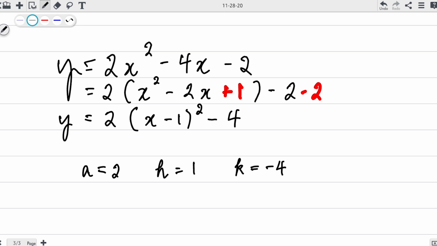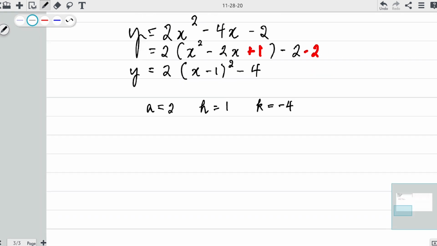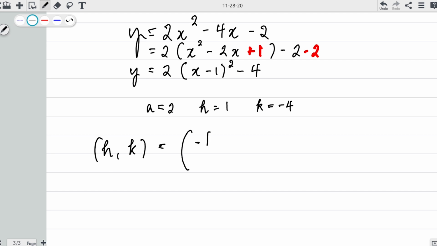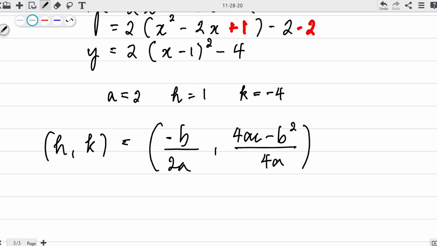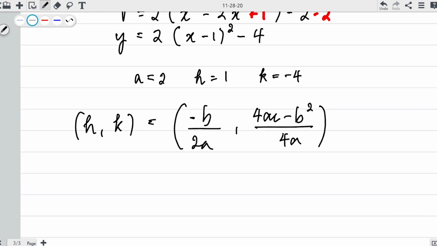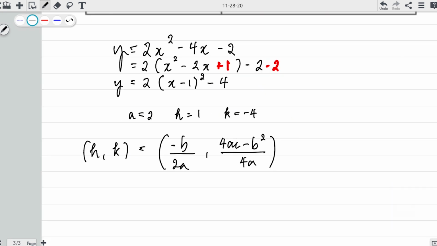Now, we will use the formula. Actually, there's a formula for h and k. The formula for h is negative b over 2a, and the value for k is 4ac minus b squared all over 4a. Okay. So let's now use the formula, but first let's determine the values of a, b, and c.